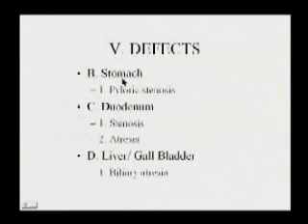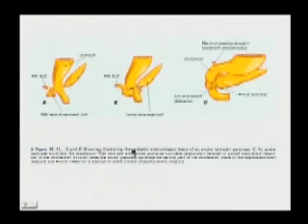So there can be stomach defects such as pyloric stenosis. They're the same mechanisms. The duodenum can have stenosis or atresia. Stenosis is the narrowing, and atresia is the full occlusion. And then the liver and the gallbladder, there can be biliary atresia, so problems with the flow of juices, if you will, through these areas.